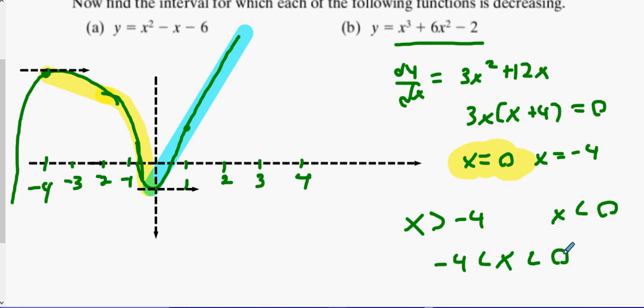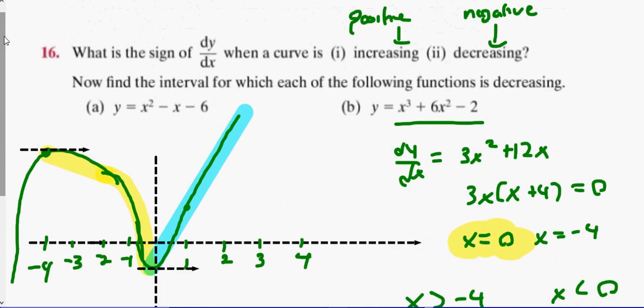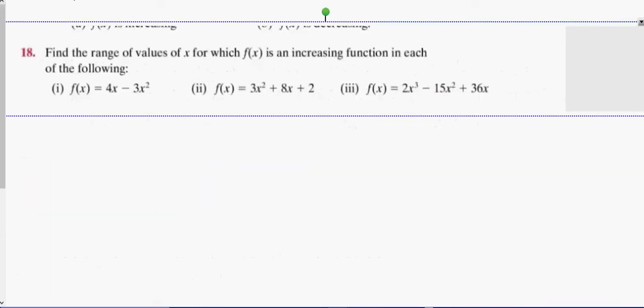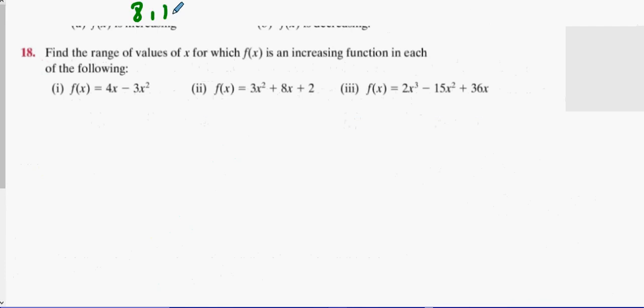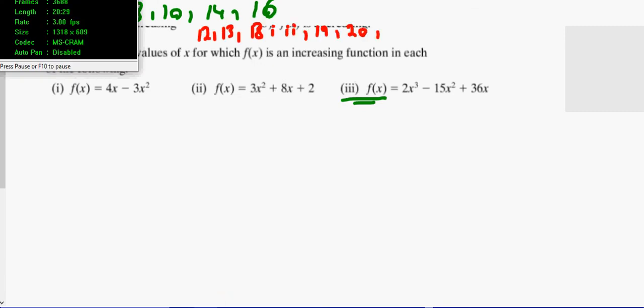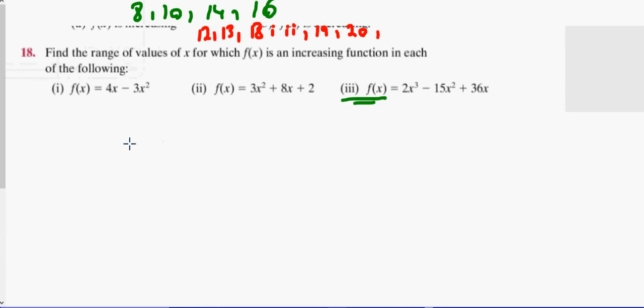We cool? Alright, awesome. That's 16 done. So 8, 10, 14, 16, right? I want you guys to try this one now on your own: 18 part 3. I'm going to come in behind you and do a graph of this.